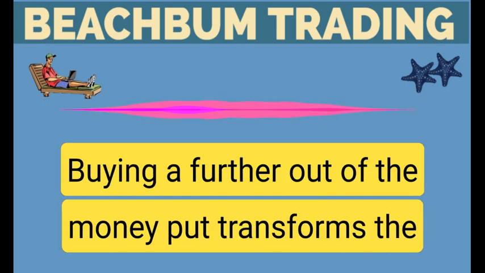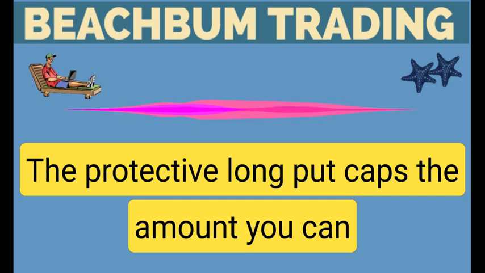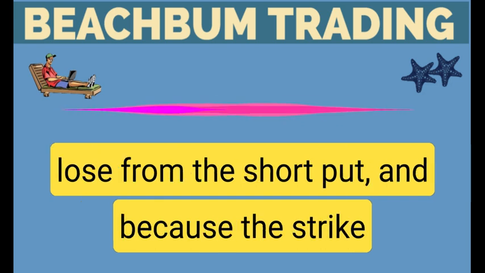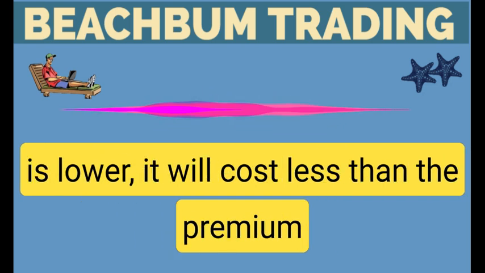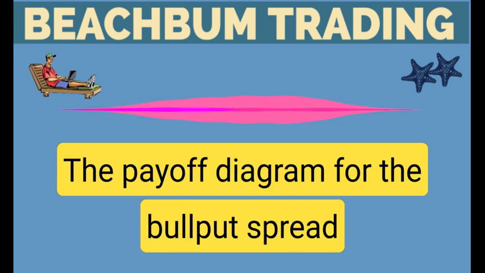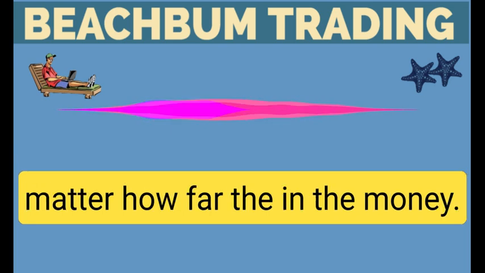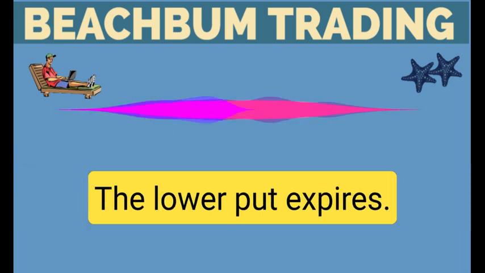Buying a further out-of-the-money put transforms the cash-secured short put into a lower-risk bull put spread. The protective long put caps the amount you can lose from the short put, and because the strike is lower, it will cost less than the premium collected on the written short put. The payoff diagram for the bull put spread shows it limits the potential loss, no matter how far in the money the lower put expires.